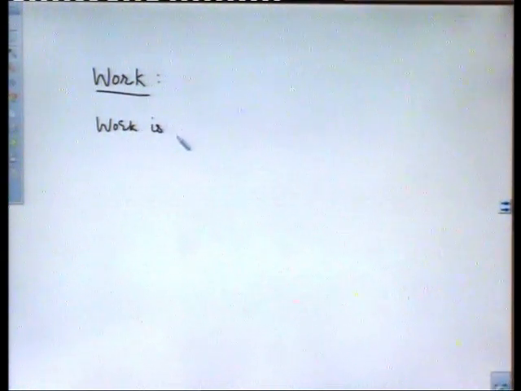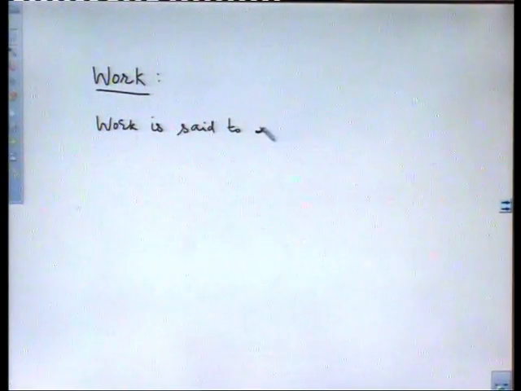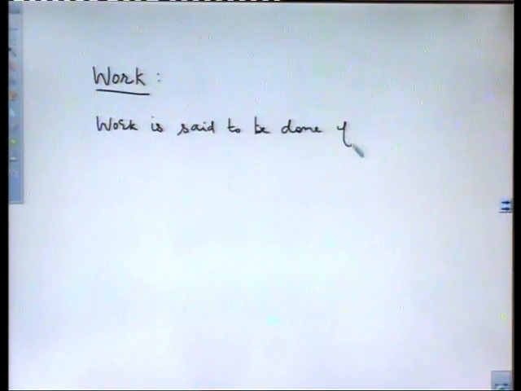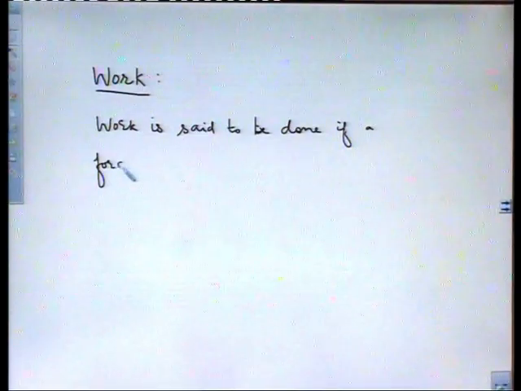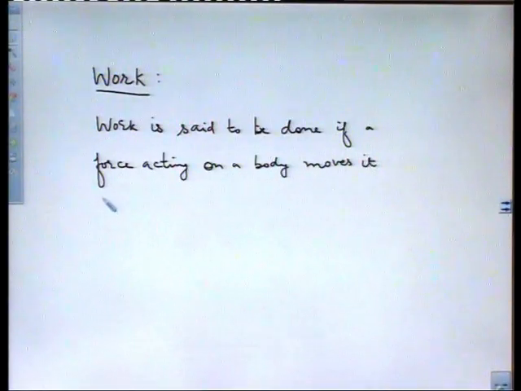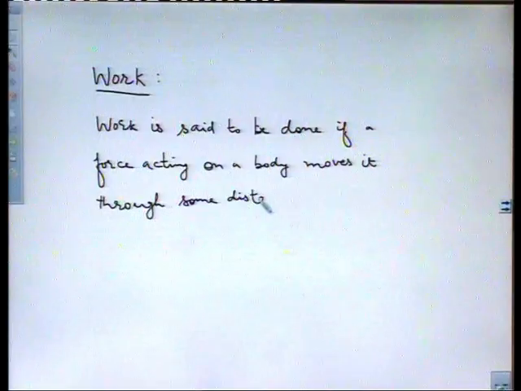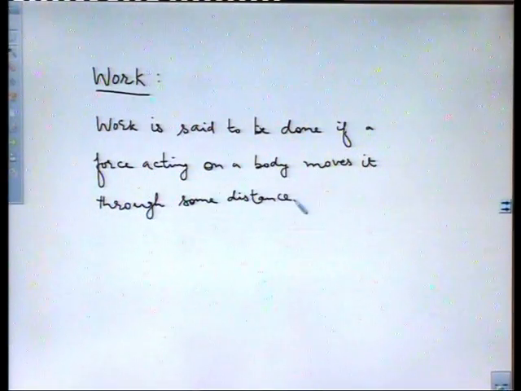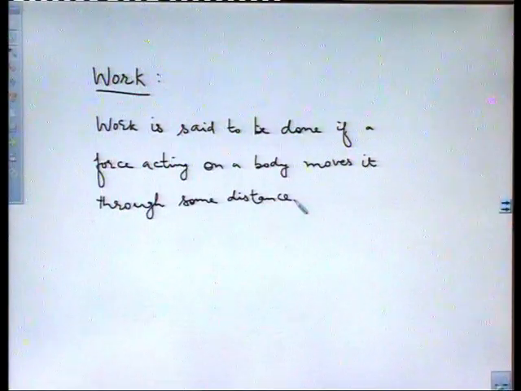Work is said to be done if a force acting on a body moves it through some distance. Whenever a force acts on a body and the body moves through some distance, we say that the force is doing some work. So, work is said to be done if a force acting on a body moves it through some distance.